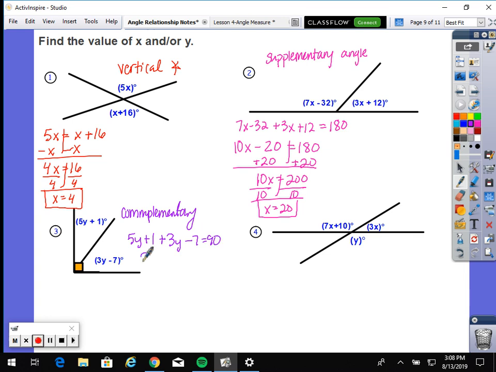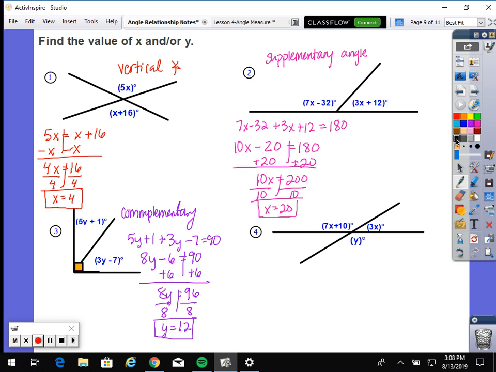So 5y and 3y makes 8y. 1 and minus 7 makes minus 6. I'm going to move the 6 over, and I have 8y equals 96, divided by 8. So y should equal 12. So y equals 12. And I've got my last example over here where I have a combination.